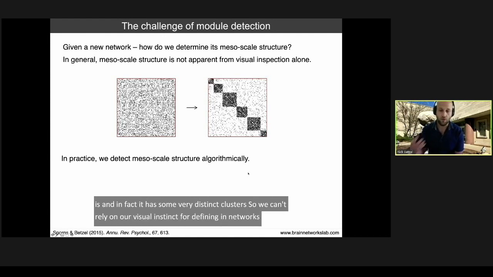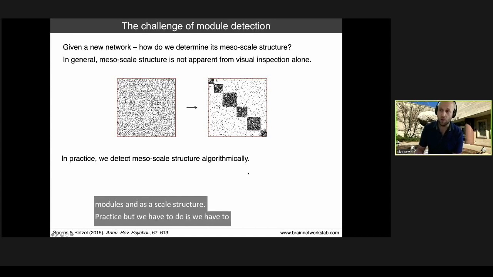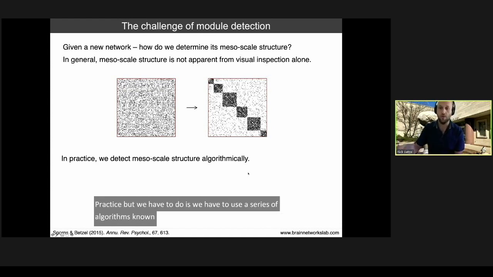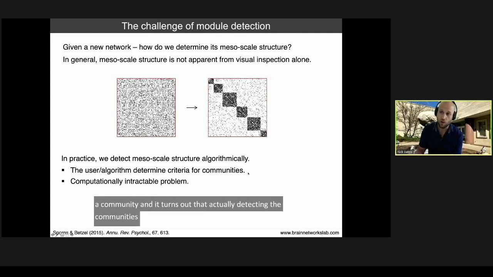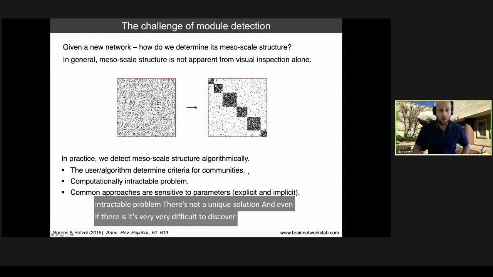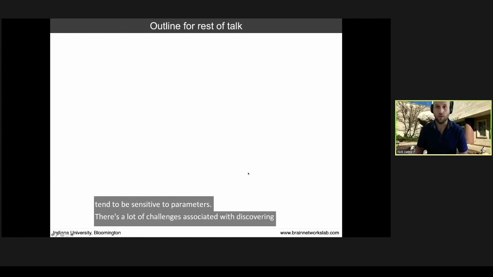So in practice, what we have to do is we have to use a series of algorithms known as community detection algorithms to discover a network's community structure, to discover its mesoscale structure. This leaves a lot up to the user. The user has to determine, or the algorithm determines what the criteria is for defining a community. And it turns out that actually detecting the communities is a mathematically and computationally intractable problem. There's not a unique solution, and even if there is, it's very, very difficult to discover the optimal partition. And all of the approaches that we use in practice tend to be sensitive to parameters. There's a lot of challenges associated with discovering a network's community structure, its mesoscale structure.